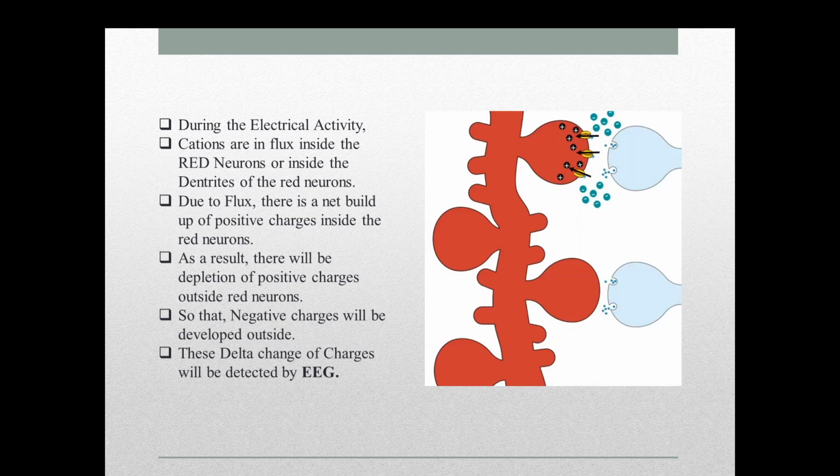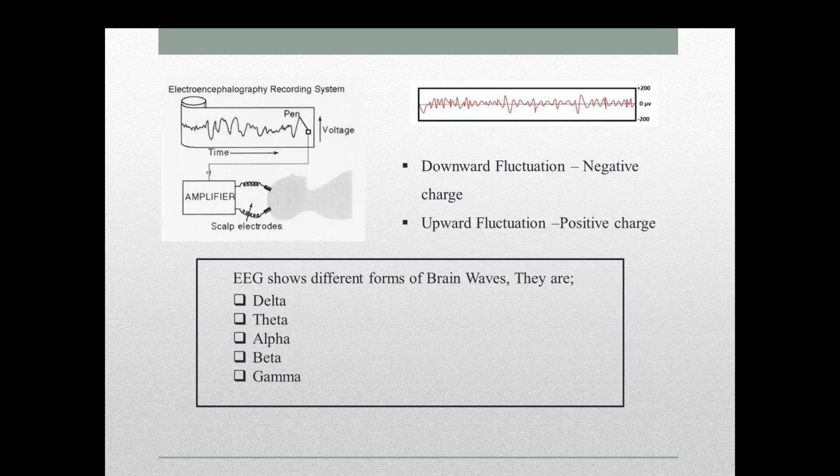So this development of positive charges and negative charges, that is the delta change of charges, will be detected by EEG. During this detection, the downward fluctuation in the graphical form will represent the negative charge, and the upward fluctuation represents the positive charge. And it will represent the result in the graphical form, right? And those waves will be differentiated into five waves: delta, theta, alpha, beta, and gamma.